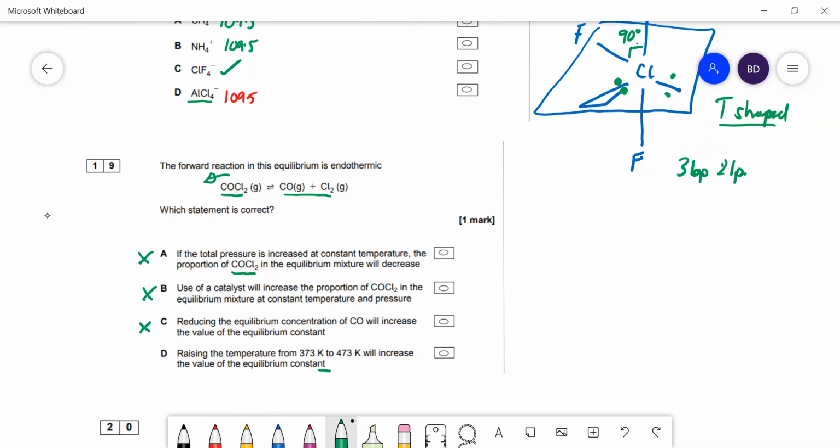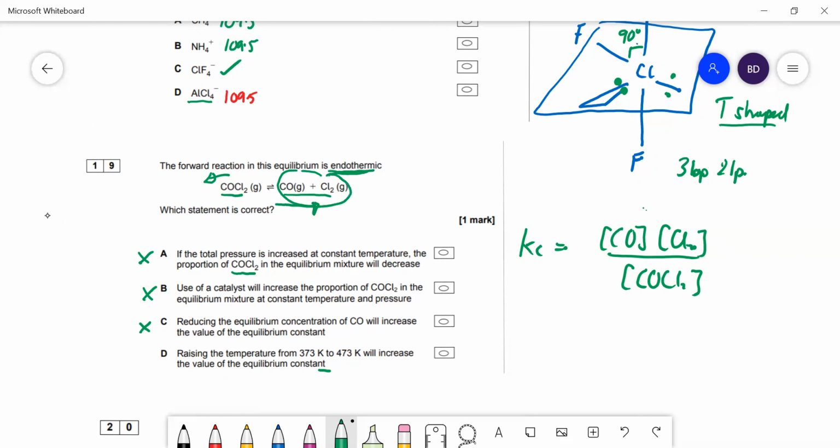Let's just check it. Raising the temperature will increase the value of the equilibrium constant. Right, that is right. Look, this reaction is endothermic. So Kc is going to be the concentration of CO, Cl2 over that. So it's endothermic, so if we increase the temperature, it's going to make the reaction go forwards. So this is going to get bigger. That's bigger on the top. So that's going to make Kc bigger. So that is the answer.